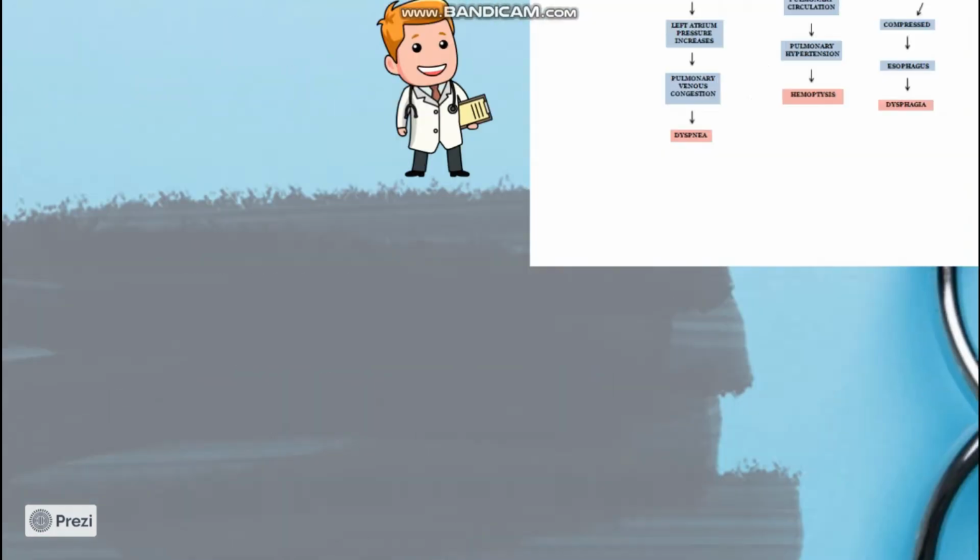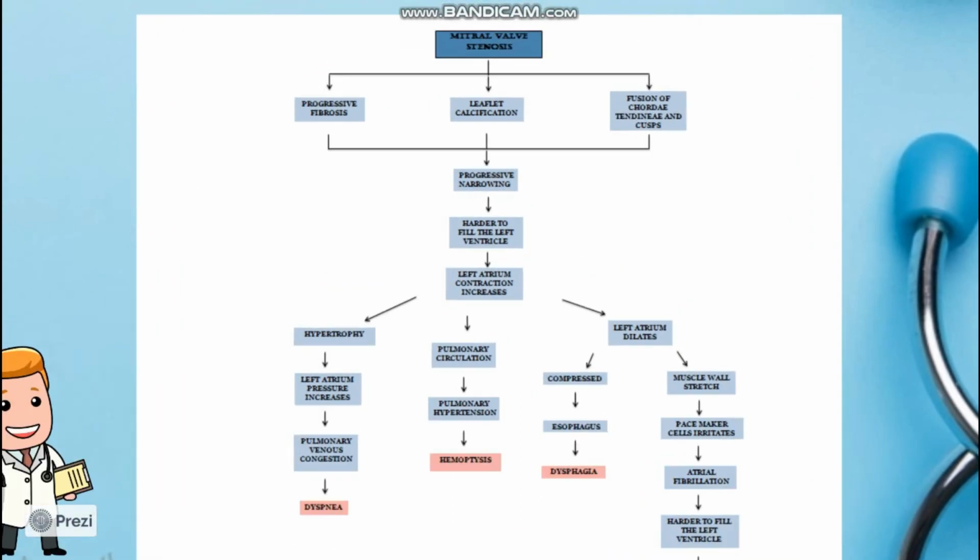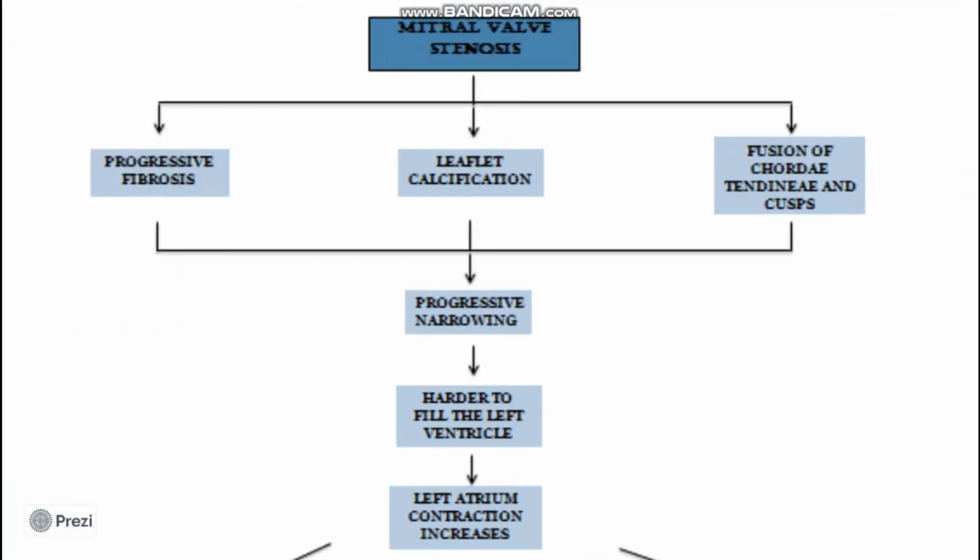Let's talk about the pathophysiology of mitral valve stenosis. During diastole, because of the mitral valve prolapse, the mitral valve doesn't open enough and it gets harder to fill the left ventricle, and this condition is called mitral valve stenosis. So there are three main factors in mitral valve stenosis. These are progressive fibrosis, leaflet calcification, and fusion of leaflets or the papillary muscles and chordae tendineae.